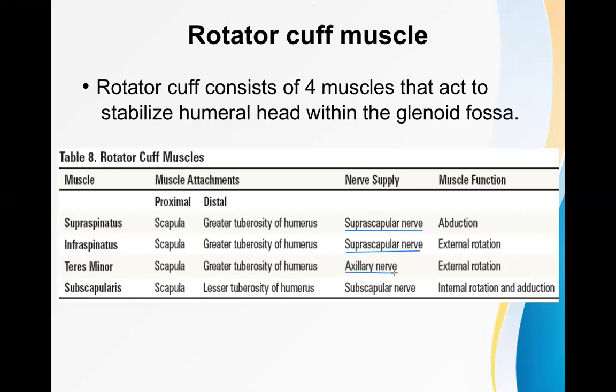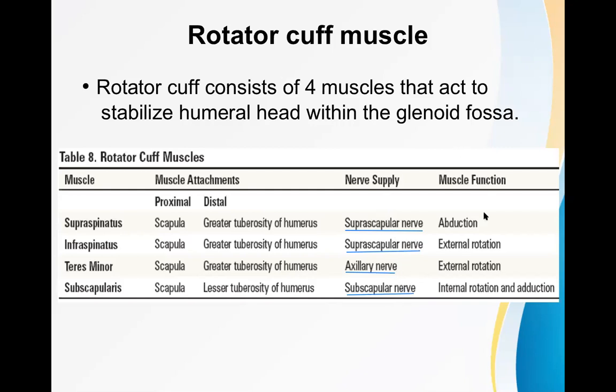What is that? Deltoid. Excellent. Very good. Deltoid is the major muscle of that area. And another minor muscle which is supplied by the axillary nerve is teres minor. Don't forget that. Very important MCQ question. And the last one, subscapularis, is supplied by the subscapular nerve. All of these nerves are coming from the brachial plexus.